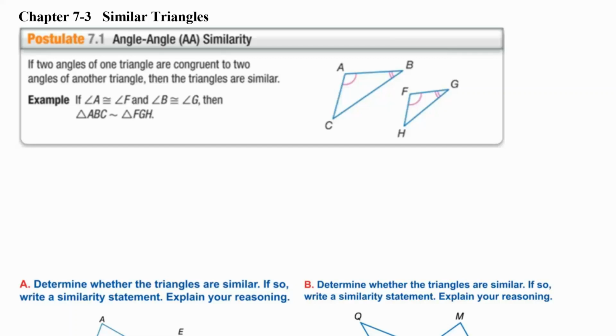Chapter 7.3 covers similar triangles. In this chapter, we're going to look at shortcuts to prove that triangles are similar. The first one we have is AA similarity. If we can show that two angles in one triangle are congruent to two angles in another triangle, then the triangles are similar.